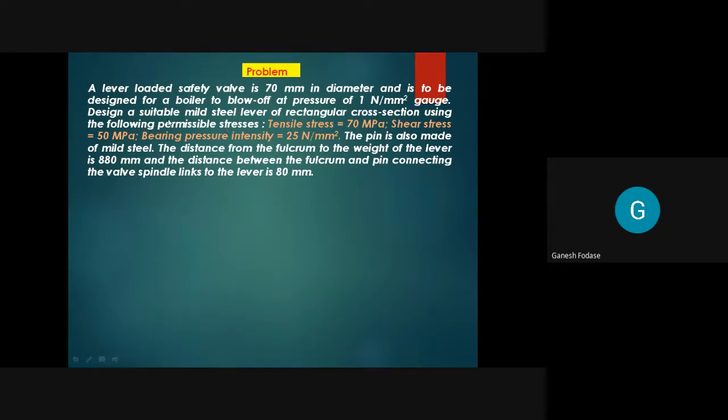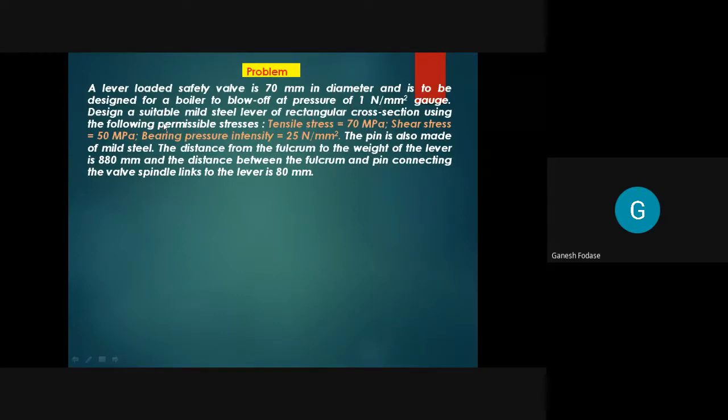So the safety valve is designed for a boiler to blow up at a pressure of 1 Newton per mm square. What is this blow up pressure? Small p. Yes or no? Small p is given, and its unit is Newton per mm square.